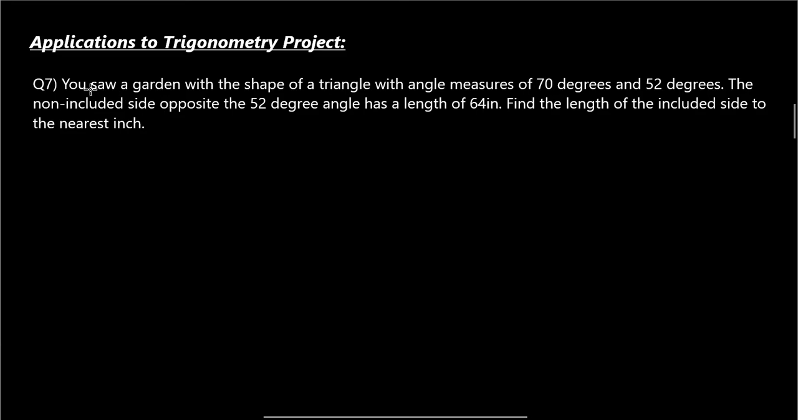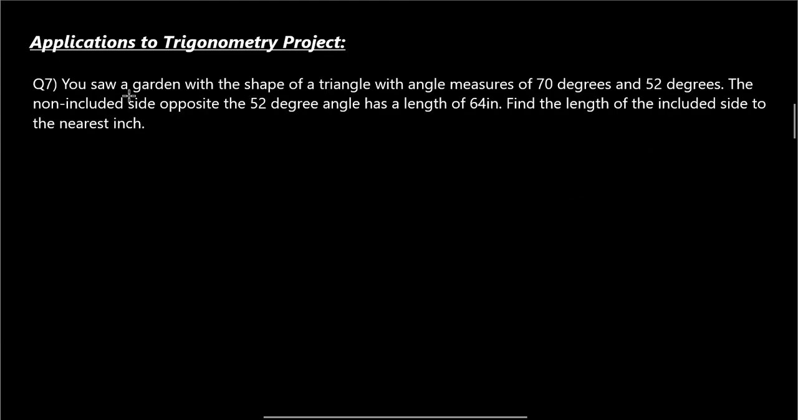This question states, you saw a garden with the shape of a triangle with angle measures of 70 degrees and 52 degrees. The non-included side opposite the 52-degree angle has a length of 64 inches. Find the length of the included side to the nearest inch.